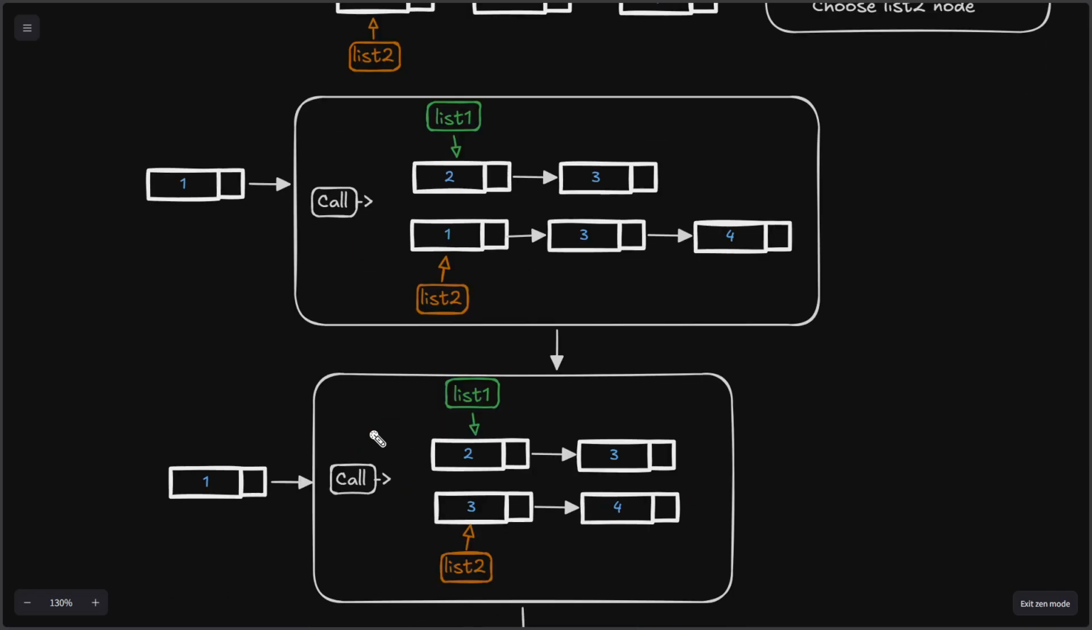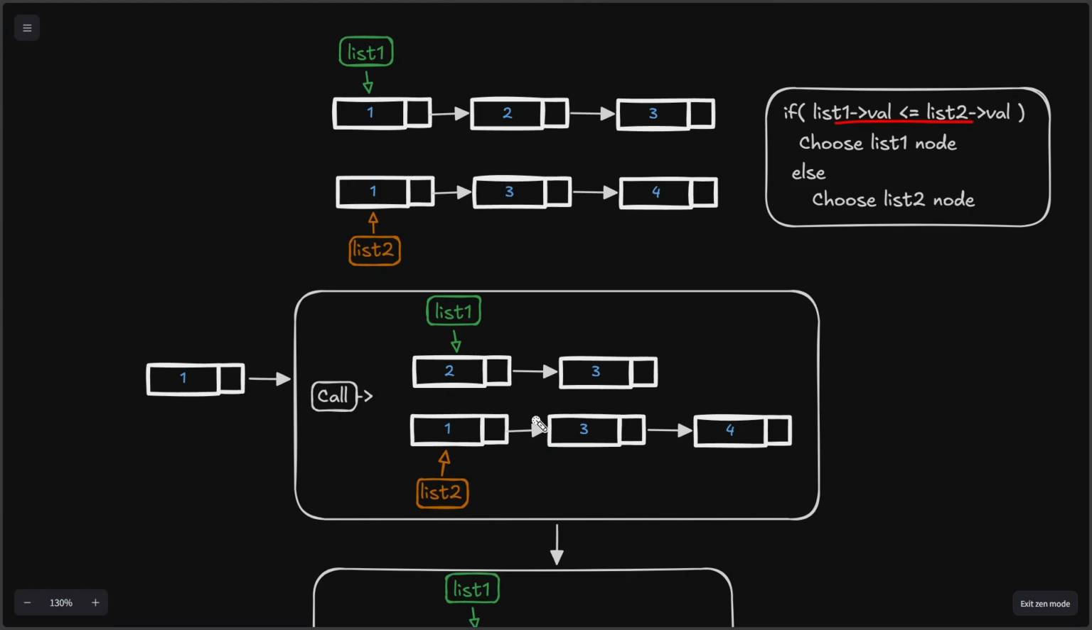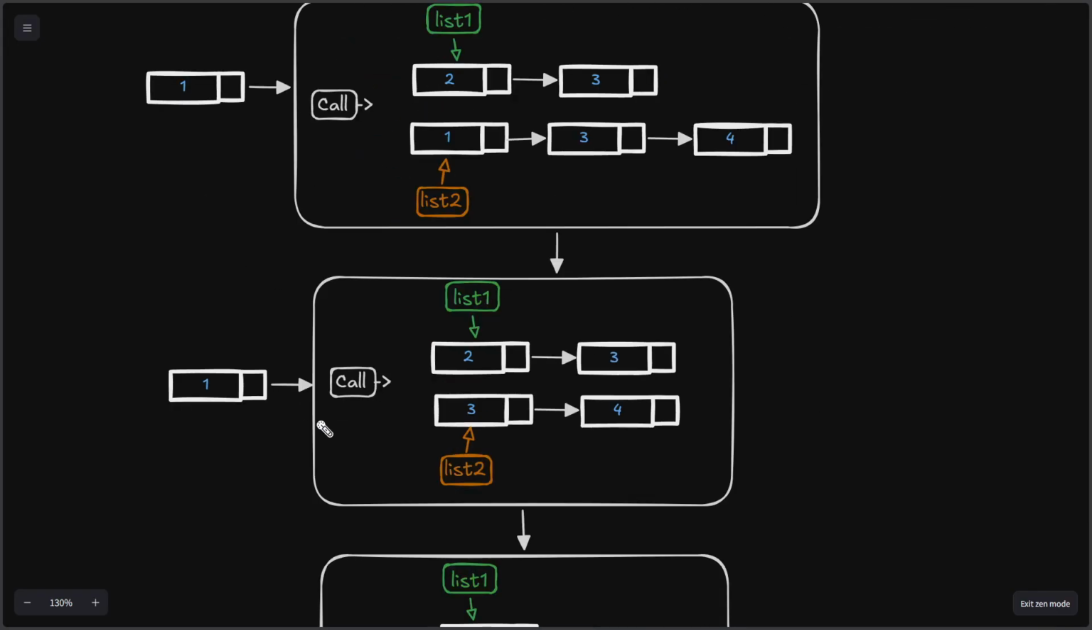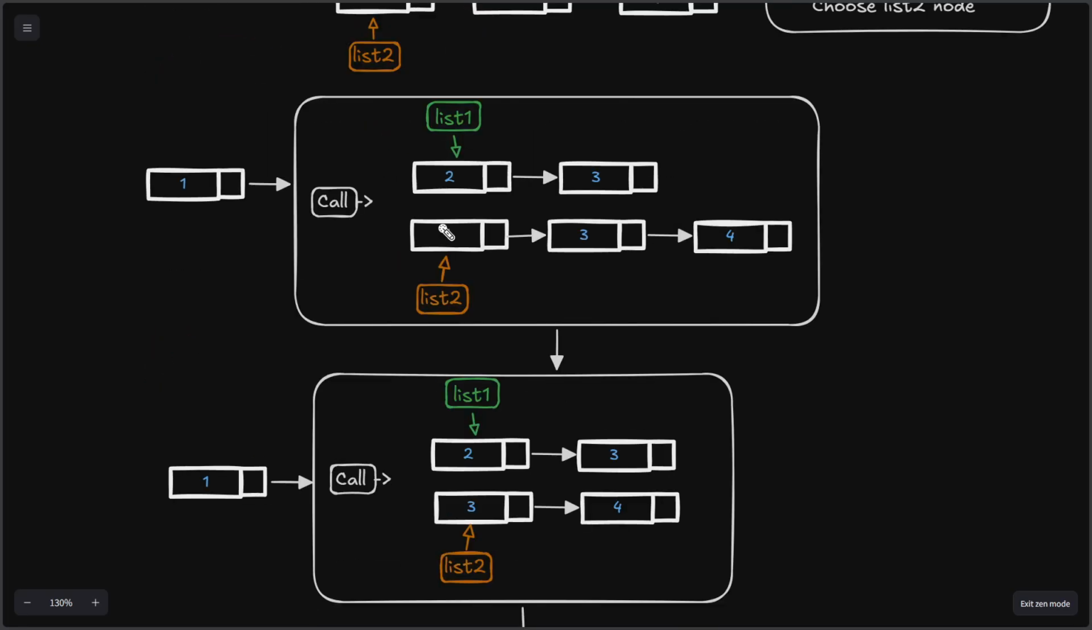Okay, again, you can compare here. We'll do the same comparison for the next recursive call. So in that case we'll have 2 and 1. In this case list 2's value is less than or equal to list 1's. In that case we'll choose list 2. This call is going to look like this. Okay, so these are individual nodes that we are picking one by one.